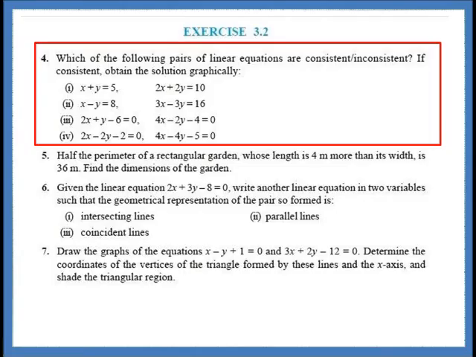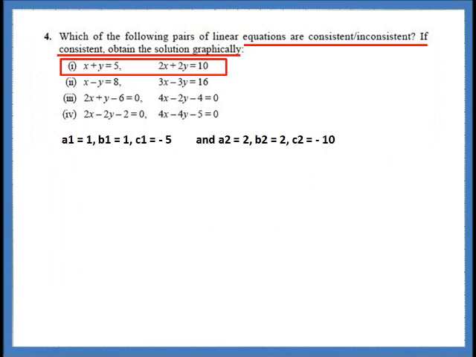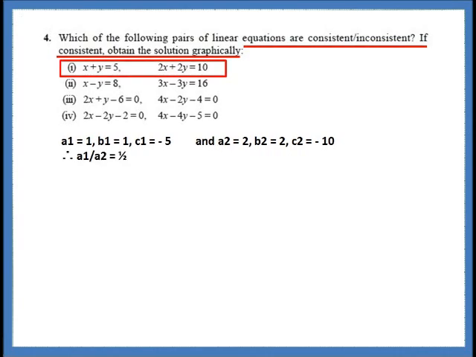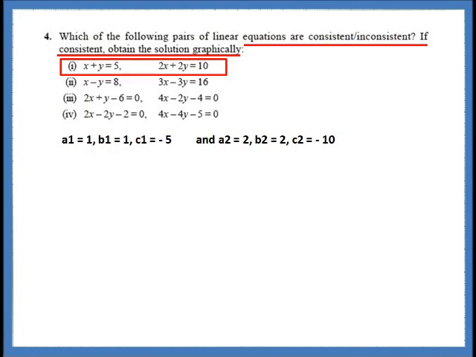So this is exercise 3.2 and I am covering question 4, which has been highlighted by a red boundary. In this question we have been asked which of the following pairs of linear equations are consistent or inconsistent. If consistent, obtain the solution graphically. So this is the first part of question 4.